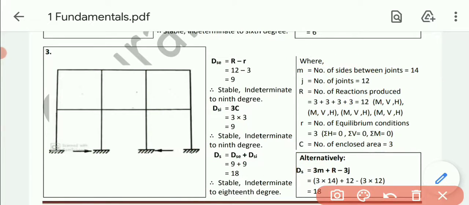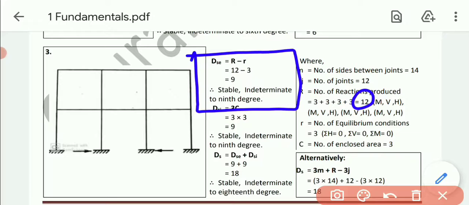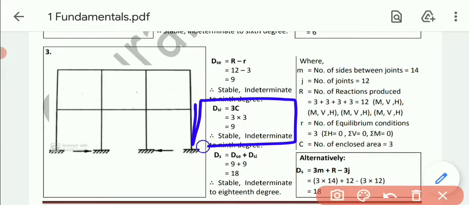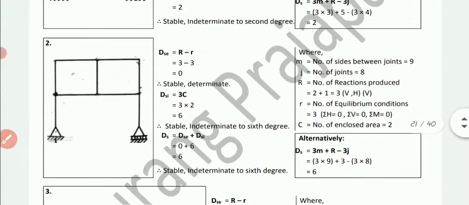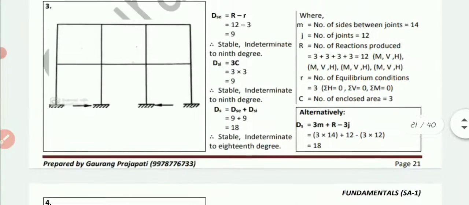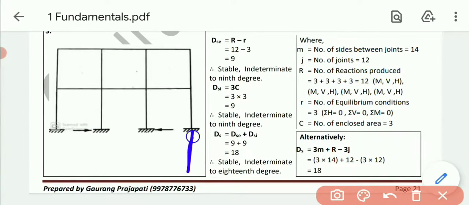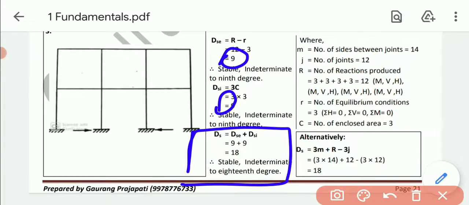Clear? So as we have got all the unknowns, first of all, DSE, capital R minus small r, capital R 12, small r 3, 12 minus 3, answer comes 9. So stable and indeterminate to 9 degree. DSI 3 times C, so 3 times 3, that is 9. Again stable and indeterminate to 9th degree. And finally DS, that is DSE plus DSI, that is 9 plus 9, so total 18 degree. So stable and indeterminate to 18 degree.